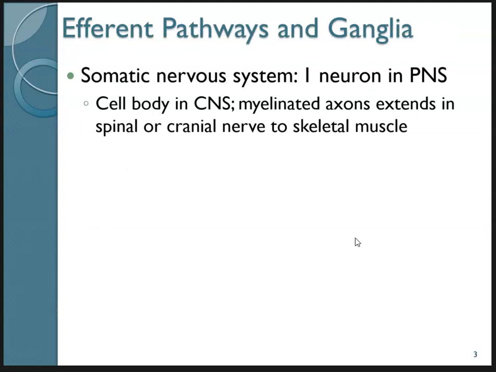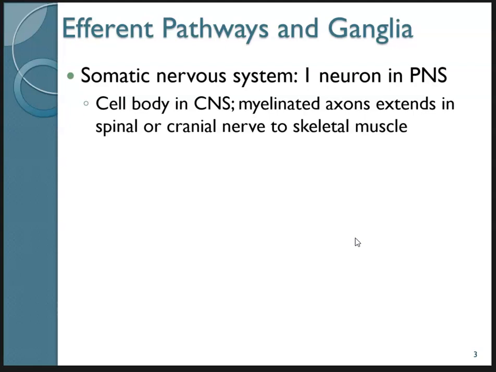So in terms of the efferent pathways, the somatic nervous system just has one neuron in the peripheral nervous system, right? If you think about the descending pathways, yes, we do have two motor neurons we talked about, the upper motor neuron and then the lower motor neuron, but the conversation is going to be in the peripheral nervous system. So one neuron, the cell body starts in the central nervous system. It's either from the brainstem or from the spinal cord. It'll go to the skeletal muscle.